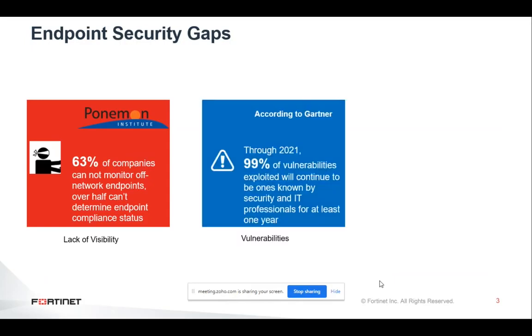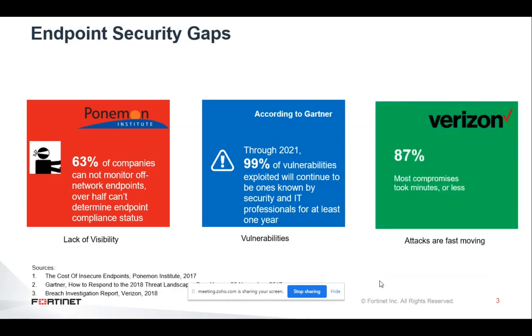Second, unpatched vulnerabilities continue to be an issue. Gartner predicted that by end of 2020, 99% of the vulnerabilities exploited would continue to be ones known by security and IT professionals. And third, attacks are moving faster than ever. Most compromises can happen in minutes or seconds. Note that FortiEDR gives security admins the ability to build playbooks that instantly respond to the threat, so we will see that later.